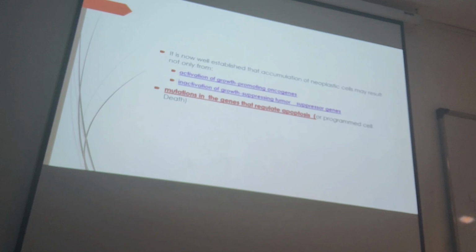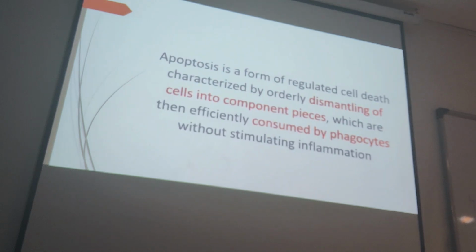And also, we have mutation in the genes that regulate apoptosis. Apoptosis is programmed cell death. Okay. This is the definition of apoptosis. Apoptosis is a form of regulated cell death characterized by dismantling of the cell into component pieces which are efficiently consumed by phagocytes without stimulating inflammation.